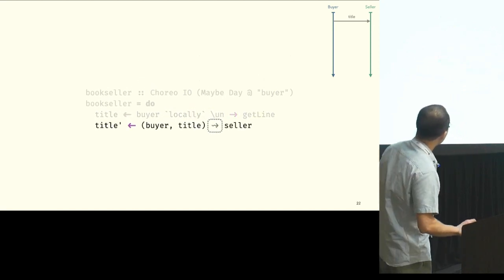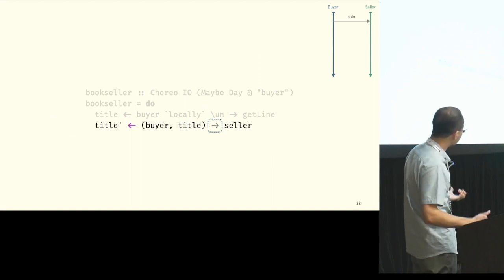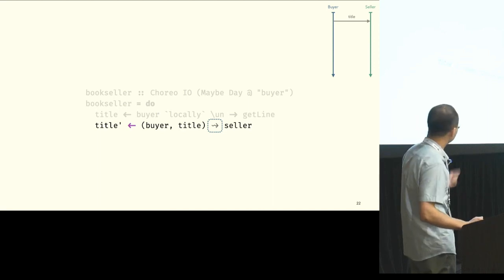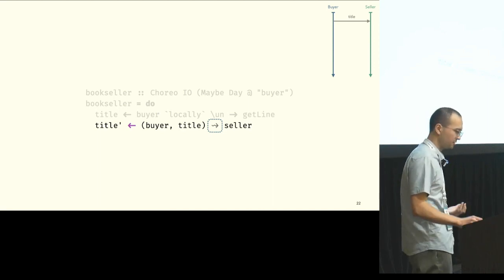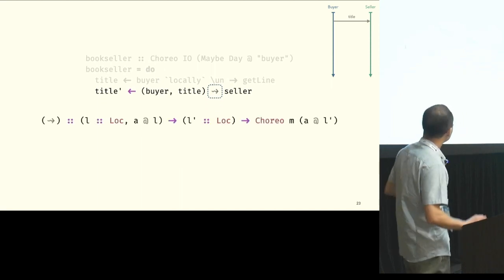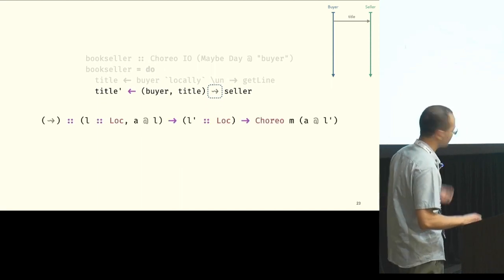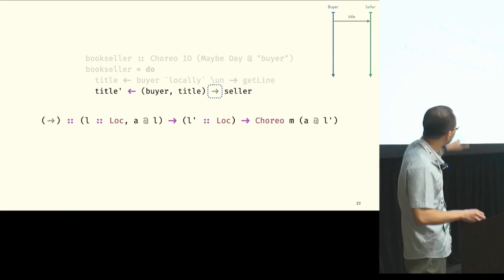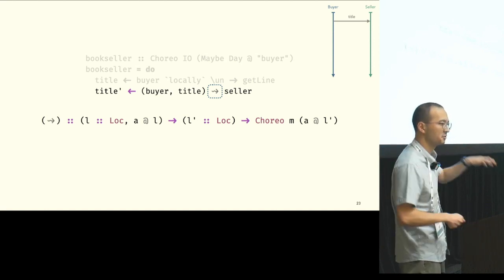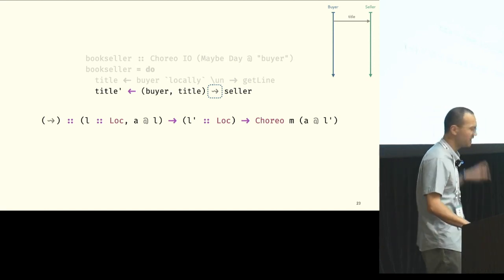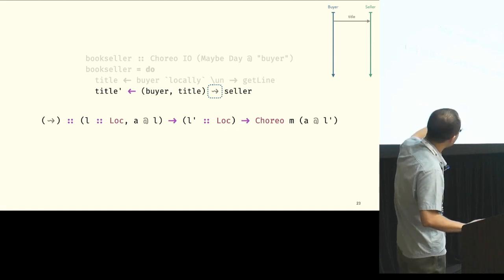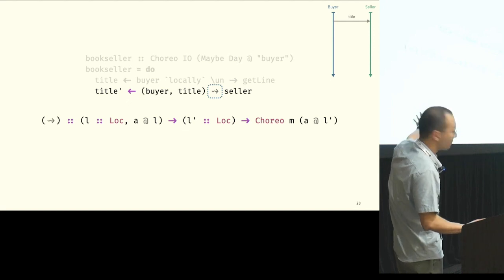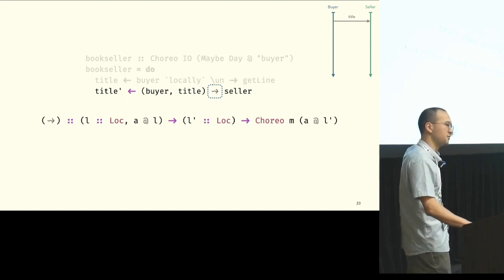Moving on, once the buyer has the title they want to buy, they need to communicate it to the seller. And in HasChor, we do this by using the communicate operator. So the communicate operator takes a triple of a sender location, the value at that location, and the receiver location, and then returns a value at the receiver's location in the Choreo monad. In this example, title is a string at the buyer location, but after we apply the communicate operator, title' will be a string at the receiver's location.